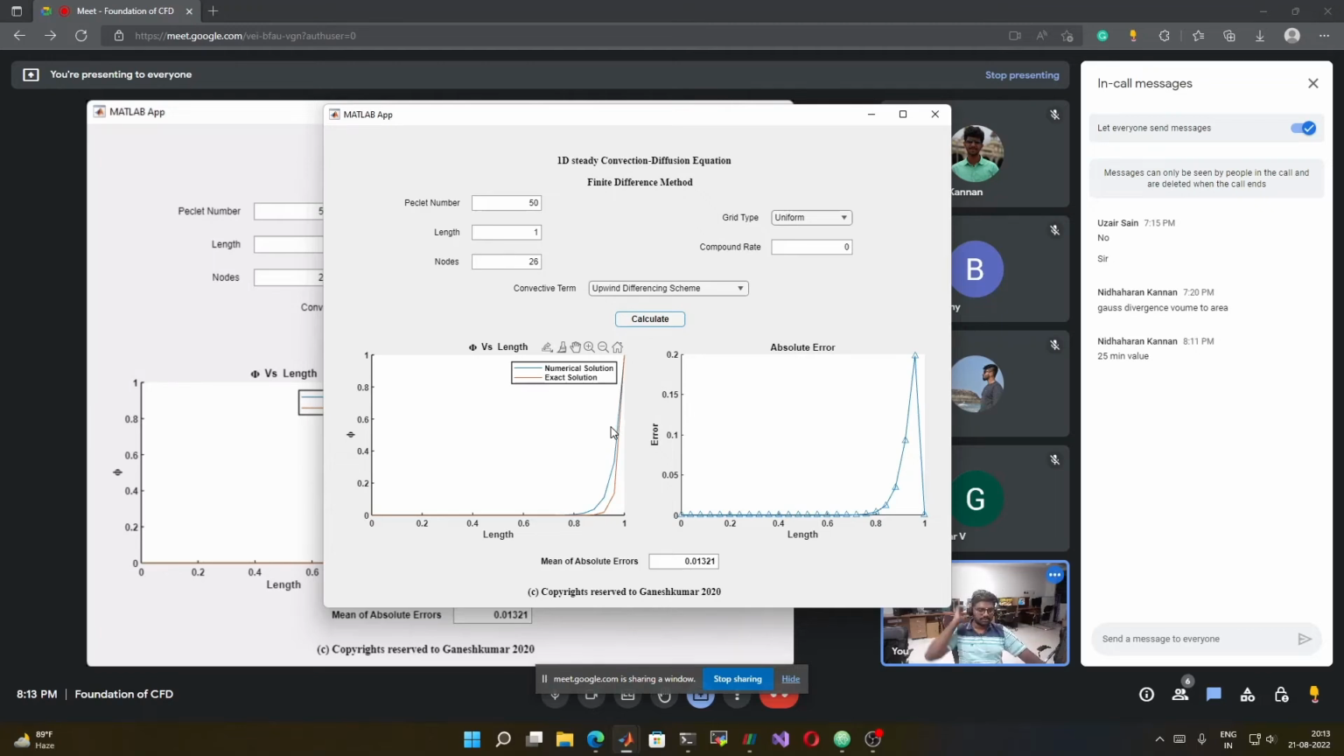So here I am just showing you the results, but I encourage you to get these results by yourself, by programming yourself in MATLAB. So do let me know if you face any difficulties. Update me if you get a solution in the next class.